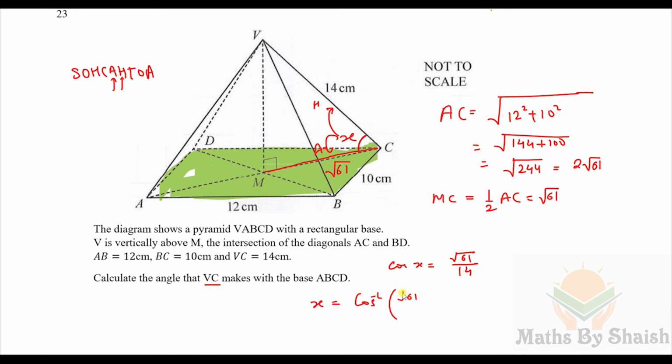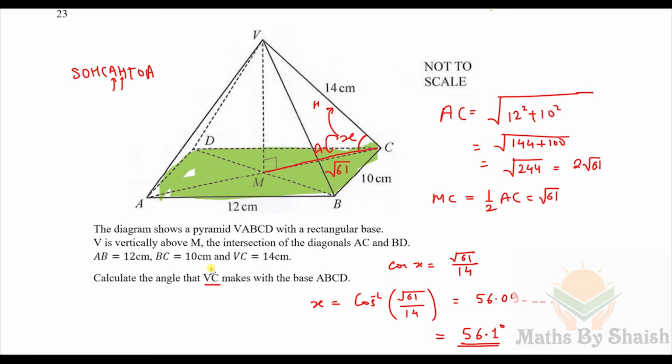Now we will calculate this. Cos inverse of root 61 divided by 14, and this value is coming as 56.091 and so on, or we can write it to 1 decimal place, because an angle we should write to 1 decimal place. So it is 56.1 degrees. That's the angle that VC makes with the base ABCD. I hope it is clear. Let's discuss the next question now.